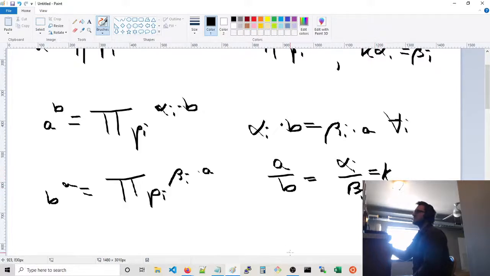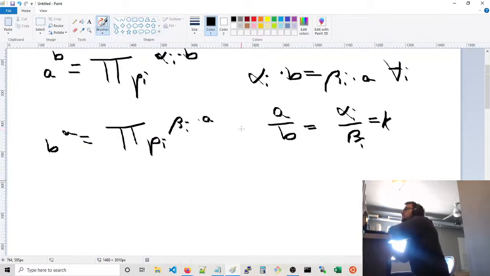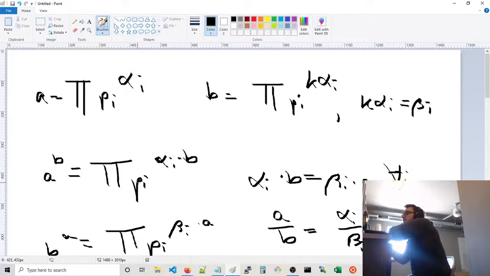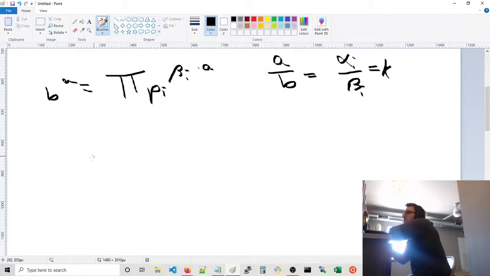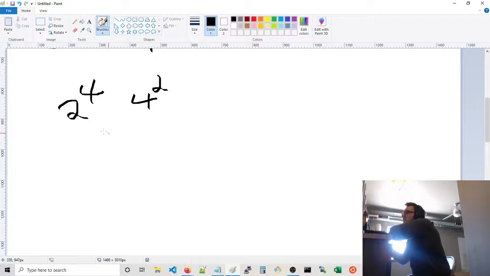Yeah, that's what I was thinking. If they're a constant multiple of each other, and they're not prime numbers, or even if they are prime numbers, like 2 to the 4th and 4 squared. Aha! I'm a genius. I'm a genius.